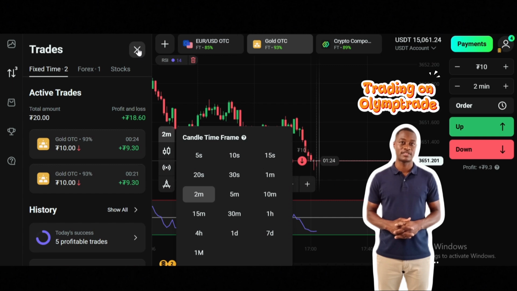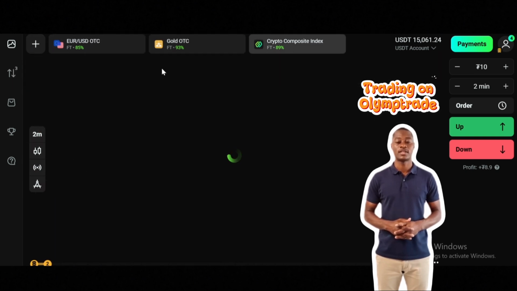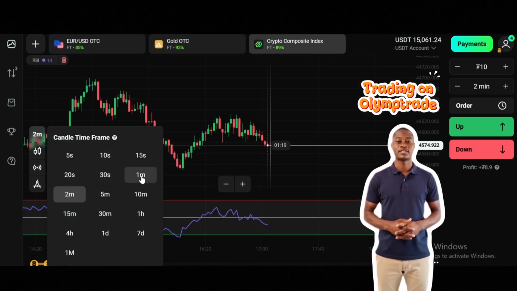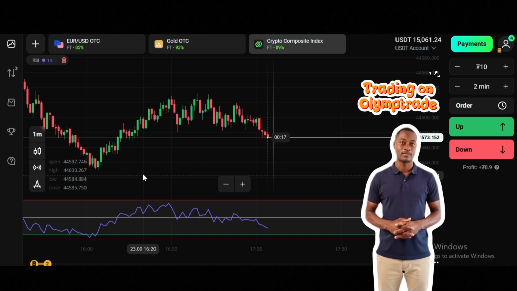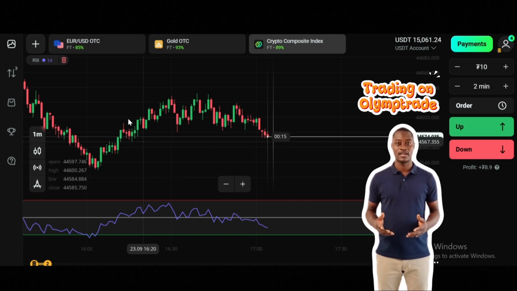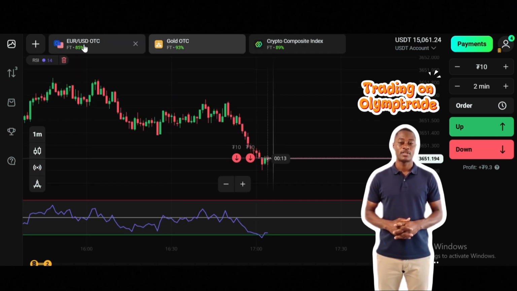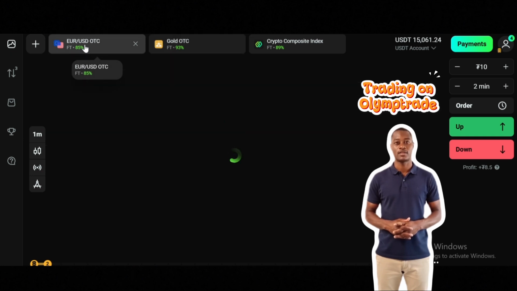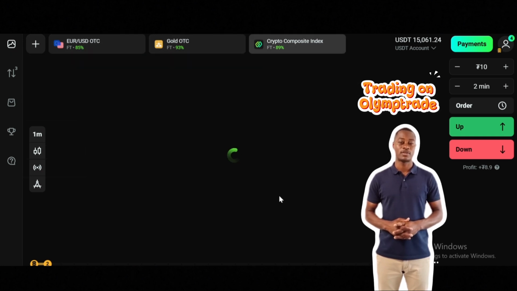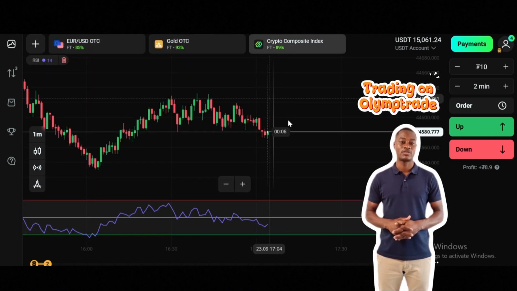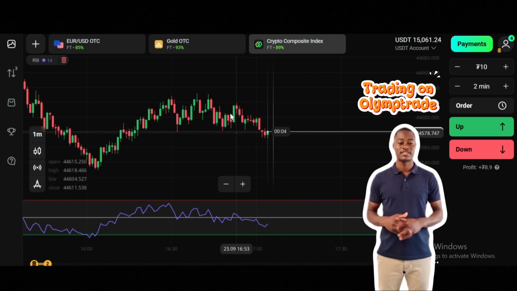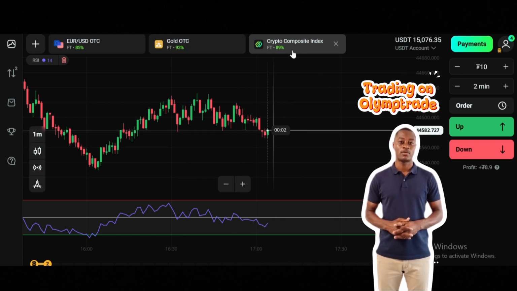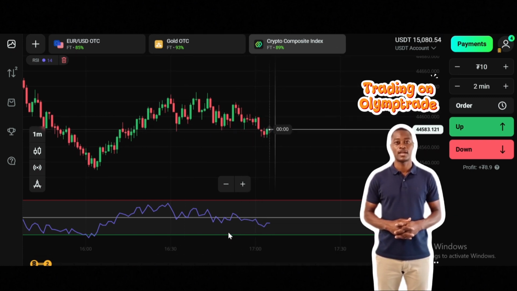Remember, success in fixed time trading isn't about rushing or trying to win every single trade. It's about consistency. Small, smart decisions add up over time. If you follow the RSI rules with discipline, you'll notice how much more confident and steady your trading becomes. So take your time, trust the process, and let RSI guide you toward better trades. With patience and consistency, you can turn this simple but powerful strategy into one of your most reliable trading tools on Olymptrade.